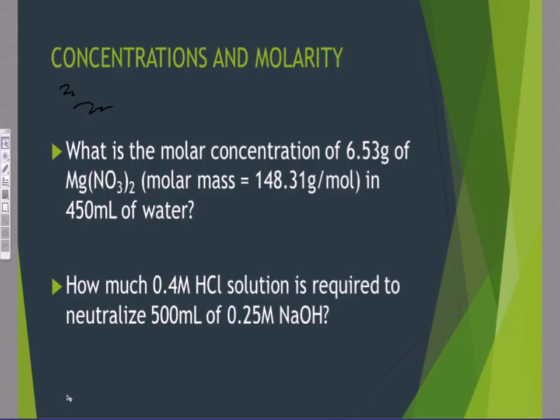All right, so we're going to take 6.53 grams of magnesium nitrate, and we're going to do the simple mole conversion factor of 1 mole over 148.31 grams, and that is going to give us how many moles?